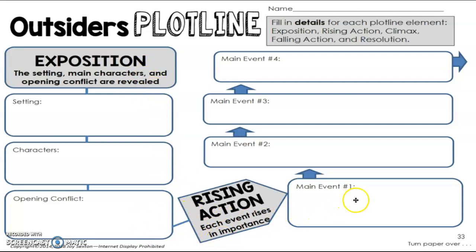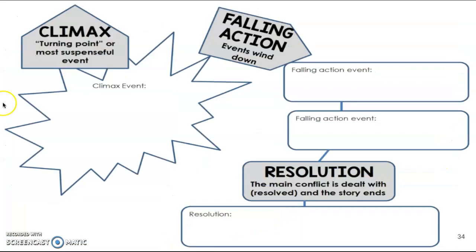Rising action is pointing here. What's the main event? 1, 2, 3, 4. And then we're going to go to the next slide. Climax. What's the turning point? The most suspenseful event. Falling action coming down this way. And then to the resolution. What's the main conflict dealt with and resolved at the end, the story ends.